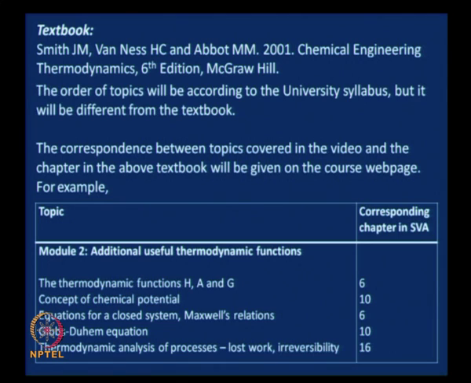For example, if you look at this table, I have given you a typical example here. You have a table covering topic and the corresponding chapter in SVA, which stands for Smith, Van Ness and Abbott. Module 2, additional useful thermodynamic functions. The thermodynamic functions H, A and G will be from chapter 6. Concept of chemical potential will be from chapter 10. Equations for a closed system, Maxwell's equations will be from chapter 6. Gibbs-Duhem equation will be from chapter 10. Thermodynamic analysis of processes such as lost work and irreversibility aspects will be from chapter 16. So you can go back to these chapters to read up.